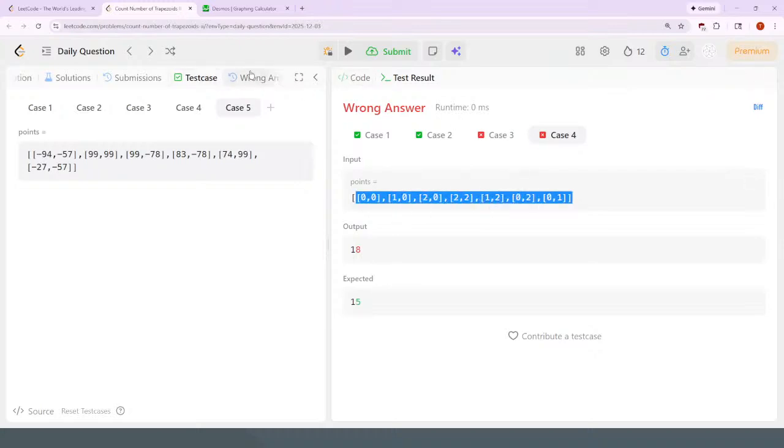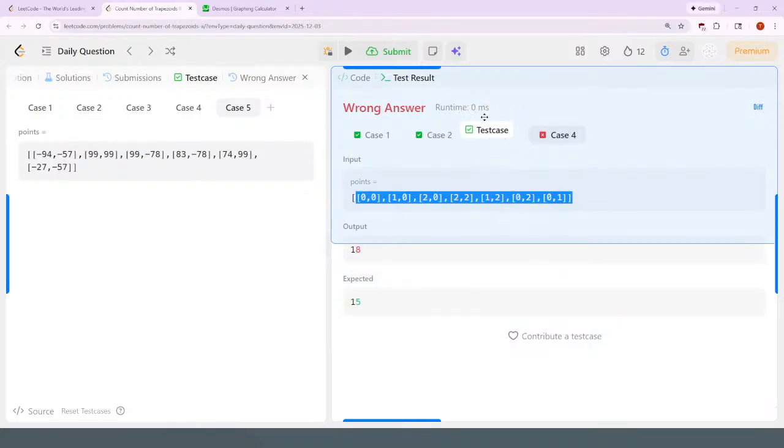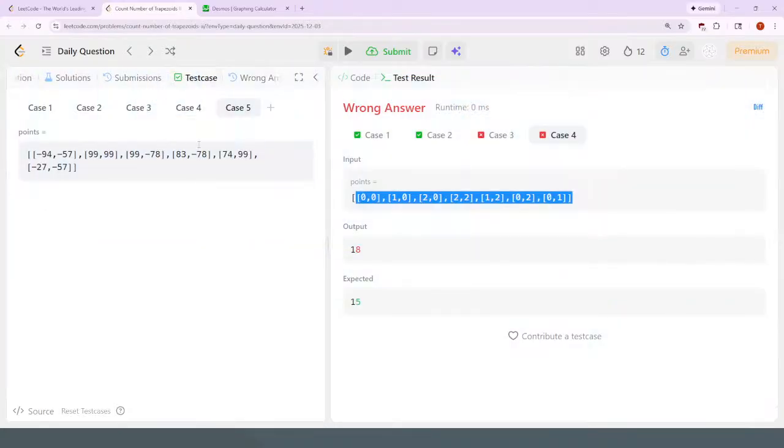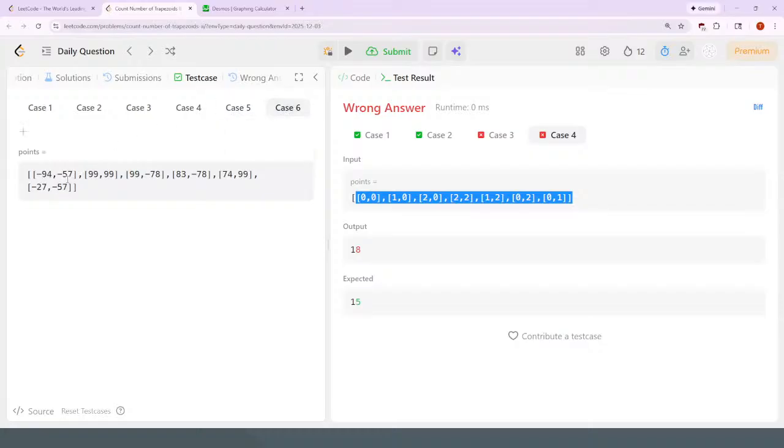Well, where's my test case? I guess maybe I should just copy this. Okay, so I'll remap this into smaller numbers.